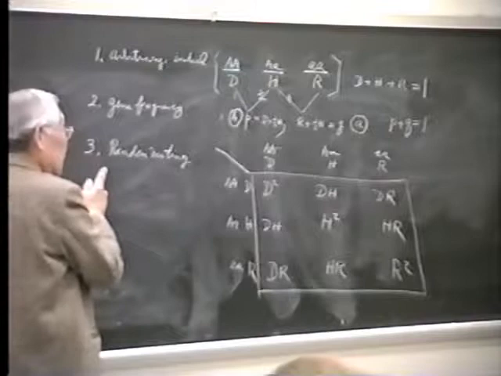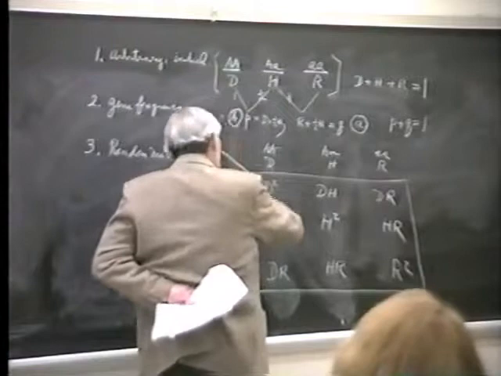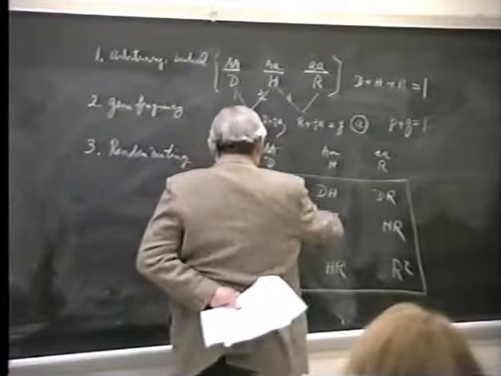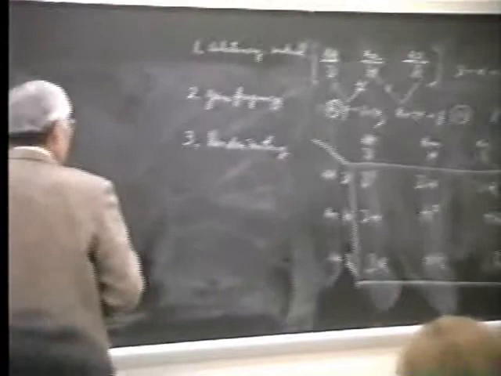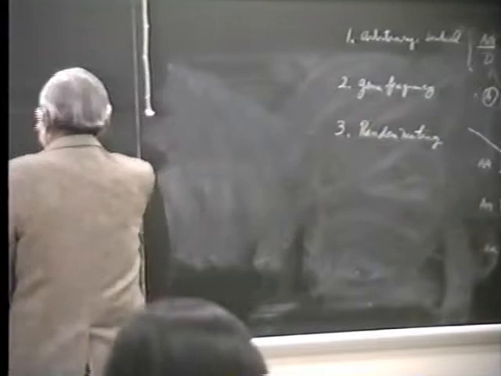This is called random mating. The frequency of the mating depends on the probability of each parent type, and this is the frequency of one times the other. This is number three. Number four.